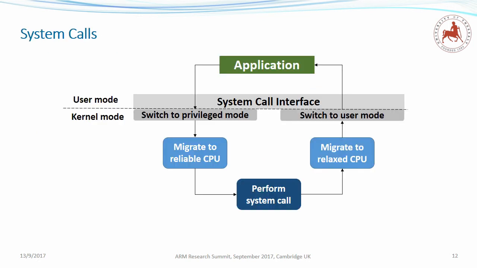So let's focus on system calls first. The idea is that you have an application. We switch to privileged mode, and instead of executing the system call on the unreliably configured core, we migrate it to a reliable CPU. The system call is executed there, and then as soon as it is executed, we migrate back to the relaxed CPU, and we switch again to user mode. So this looks simple. However, it involves a lot of coding and a lot of assembly magic at those points.